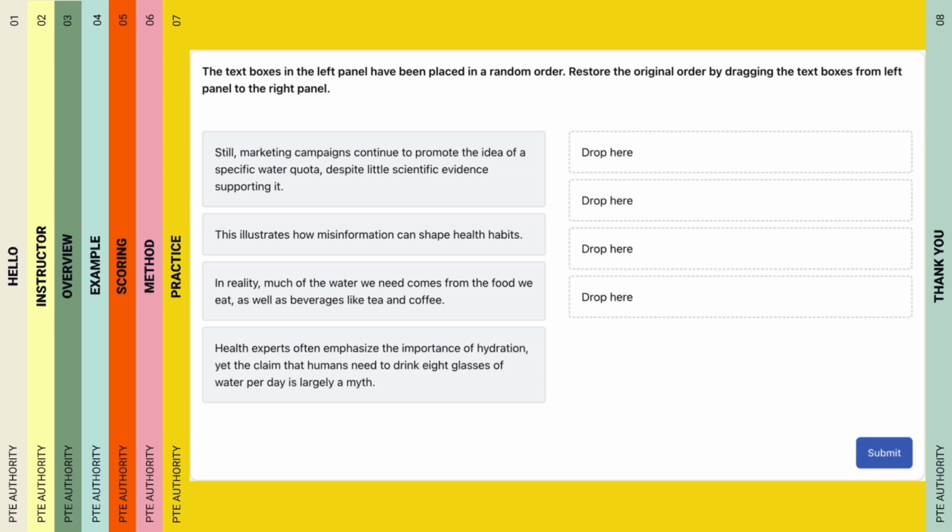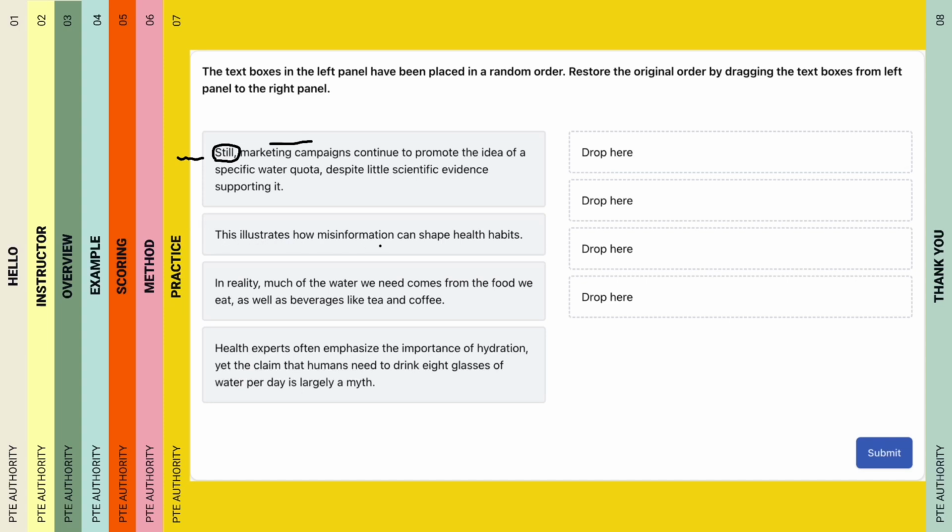I hope you've attempted this question on your own. Now let's solve this together. Now we've got 4 paragraphs here. Let's read them one by one. 'Still, marketing campaigns continue to promote the idea of specific water quota despite little scientific evidence supporting it.' As you can see here, it has a linking word. So this needs a sentence before it and after it. So definitely that's not the first sentence. Let's move on to the next one.